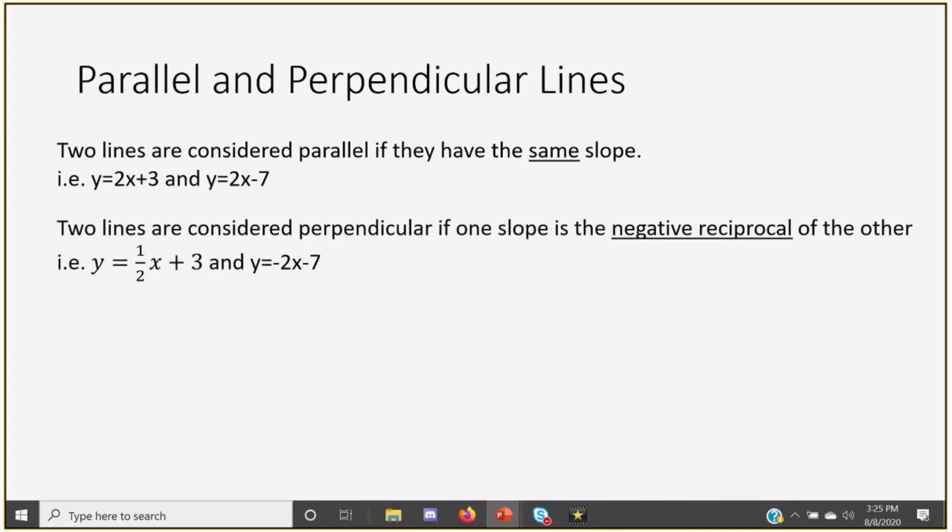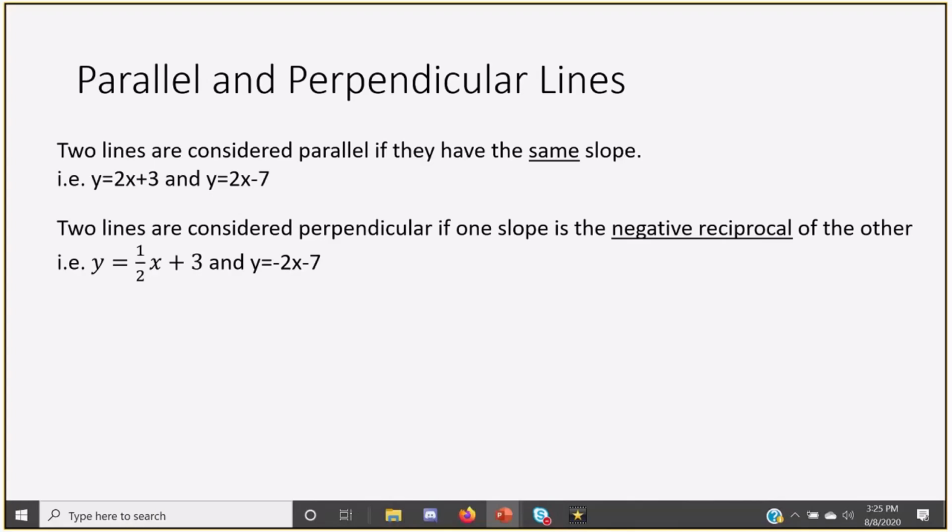Now 2 lines are considered perpendicular if they are intersecting each other, and at the intersection they have right angles, or they kind of form a T. And by definition, when we're dealing with equations, 2 lines are perpendicular if one is the negative reciprocal of the other.